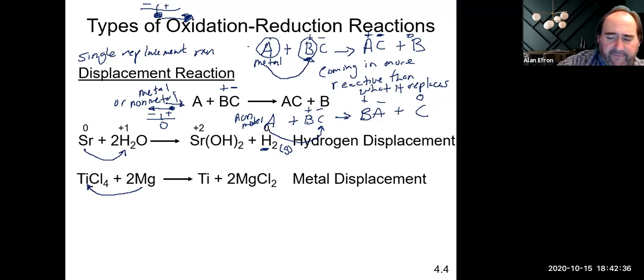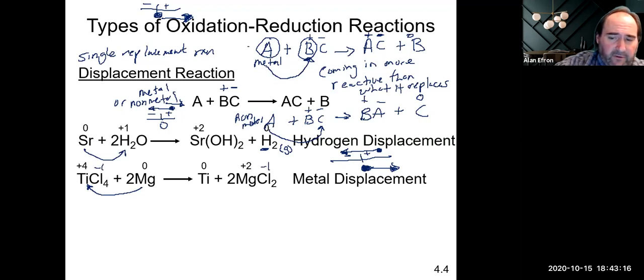Our Ti on the left there has a charge of +4. The magnesium has a charge of 0. And on the other side, it goes to 0 and +2. So again, if you look at the Ti, starting at +4, which is over here, and ending at 0, heading to the left, it is going through reduction in this case. The magnesium is starting at 0 and ending at +2, which is going to the right, going through oxidation in this case. The chlorine is -1 on both sides in this case.